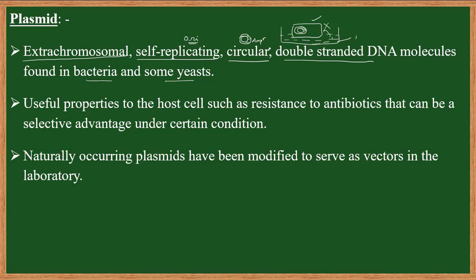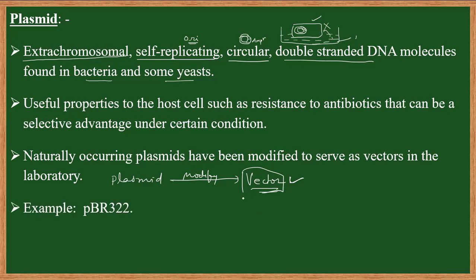Now the third one: normally, naturally occurring plasmids have been modified. Normally a natural plasmid is there, and some modifications are made, then this plasmid acts as a vector. So we have to manipulate it, and then this plasmid is converted into a perfect, suitable vector. A very important example is pBR322. First we will see the structure of pBR322.